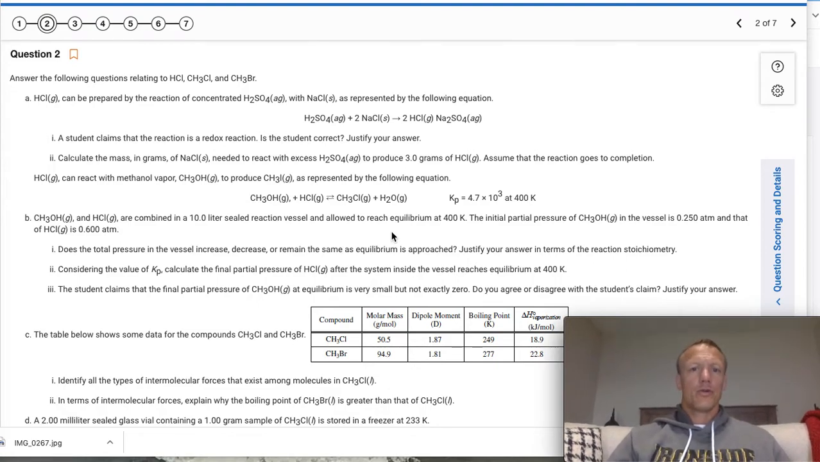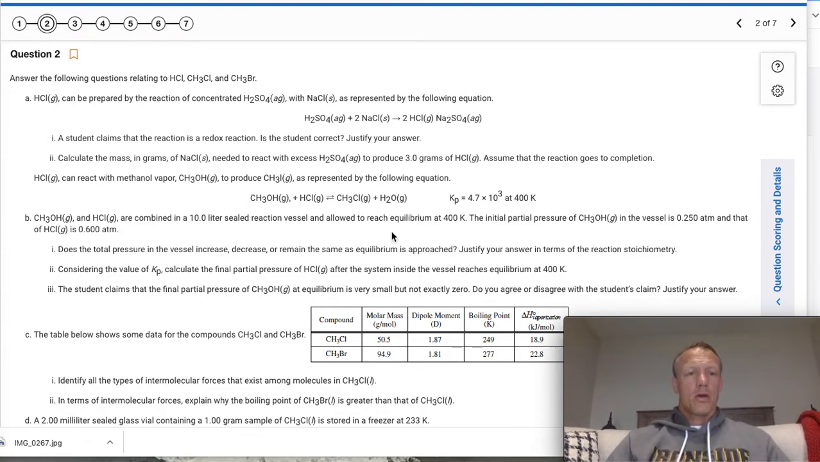All right, here's question 2 and maybe 4 of the 2018 free response questions that are on AP Classroom. These are the international ones there. First one, you have this reaction: sulfuric acid, salt, making these things.